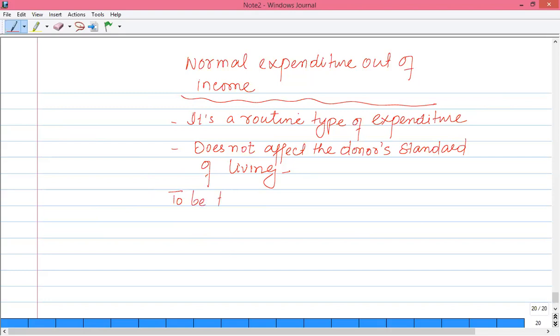To be treated as normal, the gift is habitual. For example, a normal payment of fee of college, normal expenditure on food items, clothes, etc.